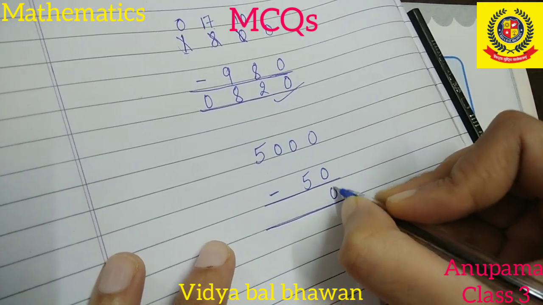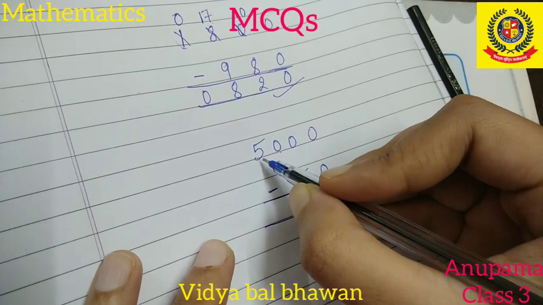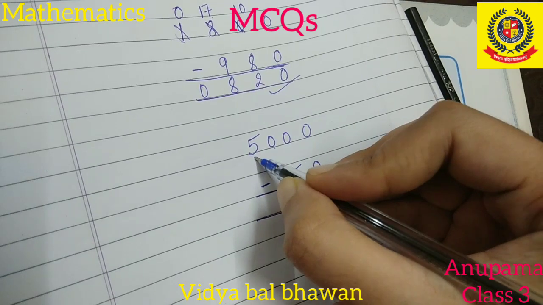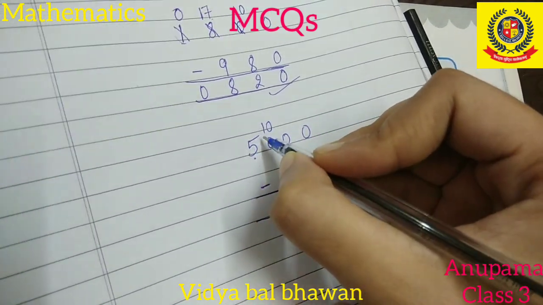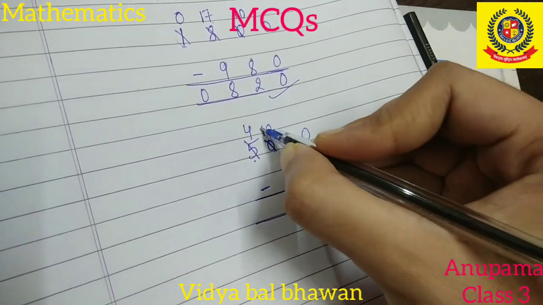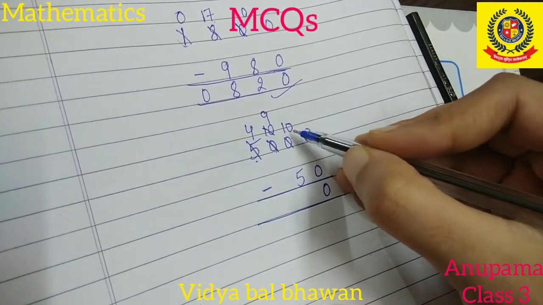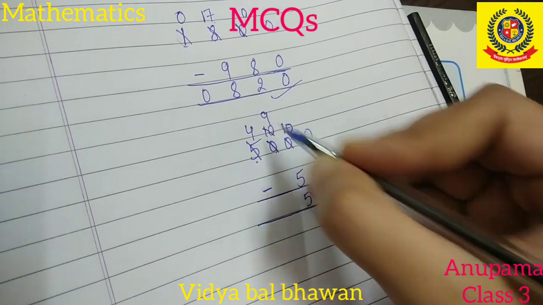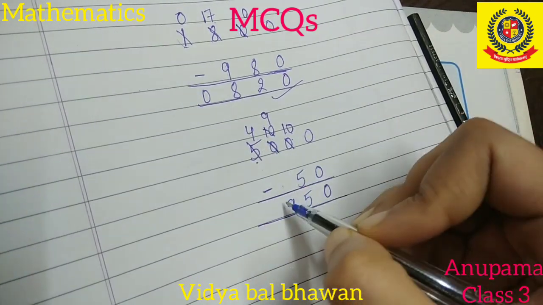So 0 minus 0, that is 0. 0 minus 5, not possible. Here is 0. So what we will do, we will borrow from 5. Okay. 5 gives 1 to the 0. So it will become 10 and here is 4 left. After giving 1 here, 10 will become 9 and 0 will become 10. Now 10 minus 5, that is 5. Here is 9, so we will write 9 here because here is no number, and 4.